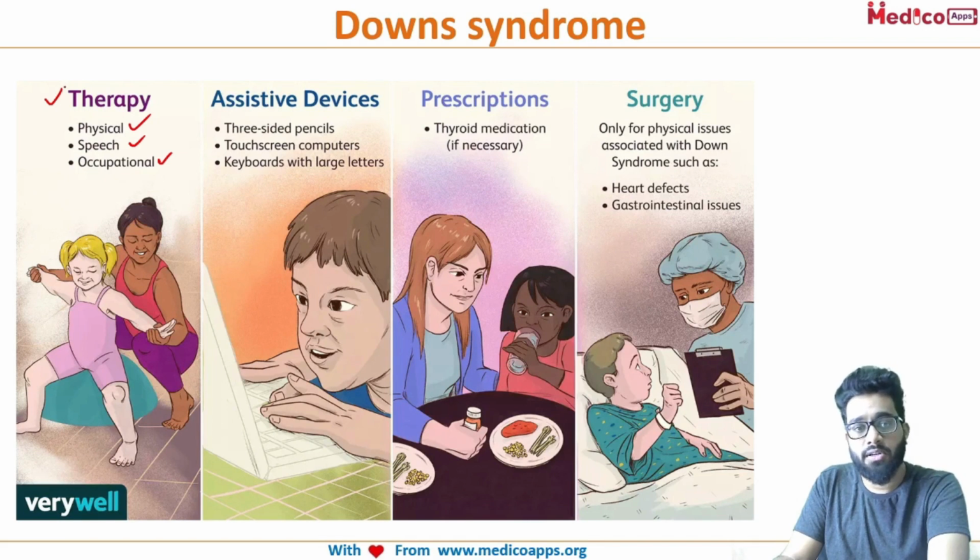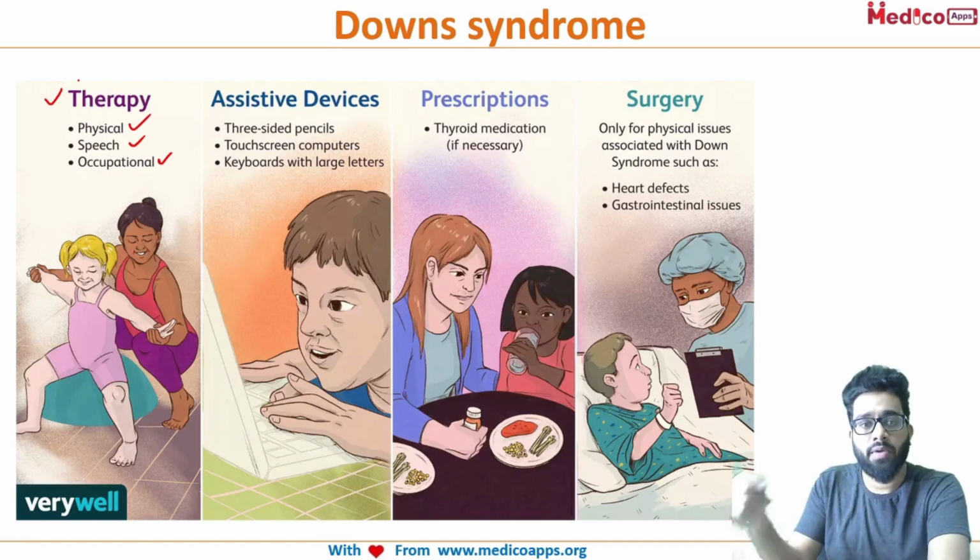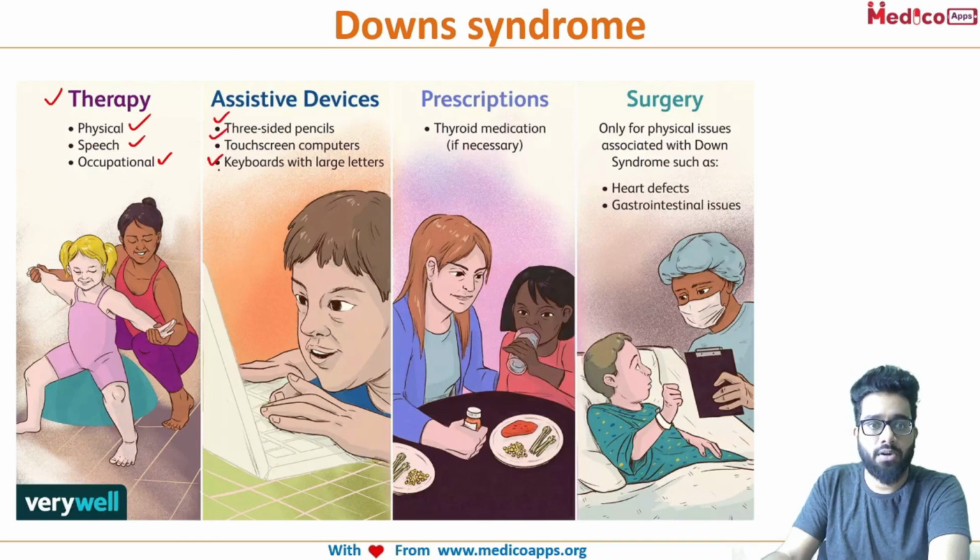So they have special keyboards, called Down keyboards, wherein the alphabets are very huge. The keys in the keypad are very big. They have special pencils also, called trifaceted pencils, which are easy to hold. So there are a lot of Down syndrome assist devices, such as the three-sided pencil, touchscreen computers, and keyboards with large letters I was talking about.